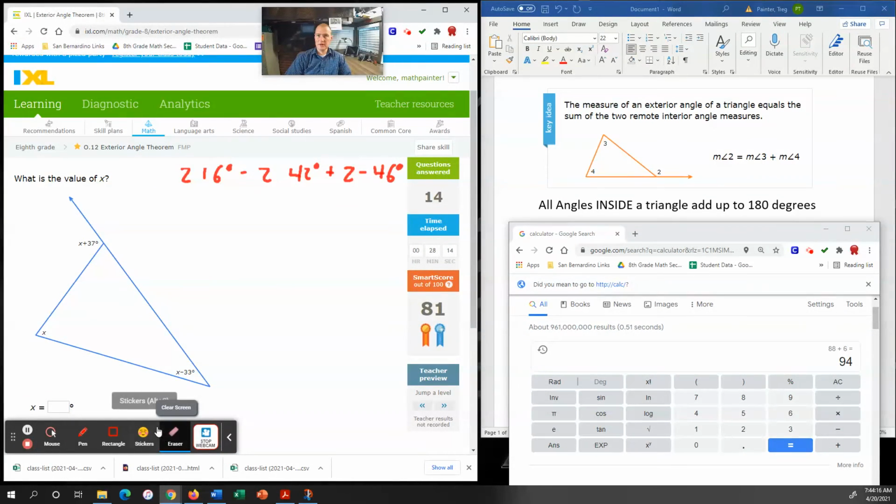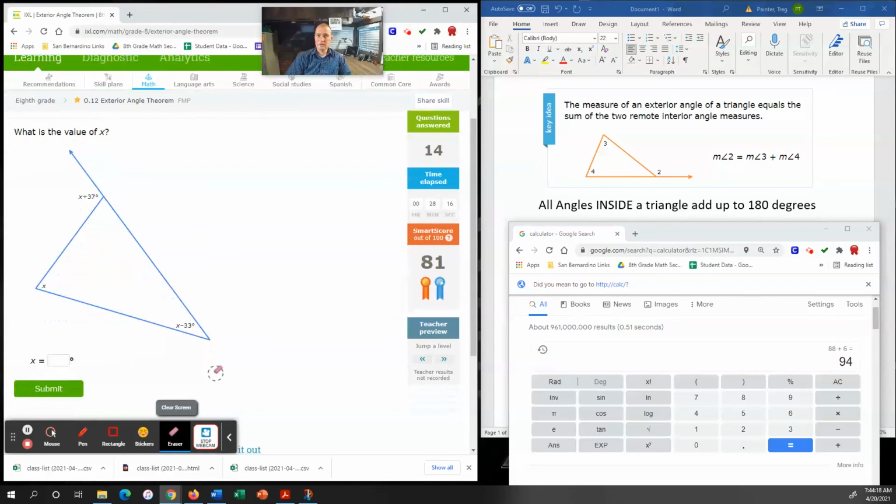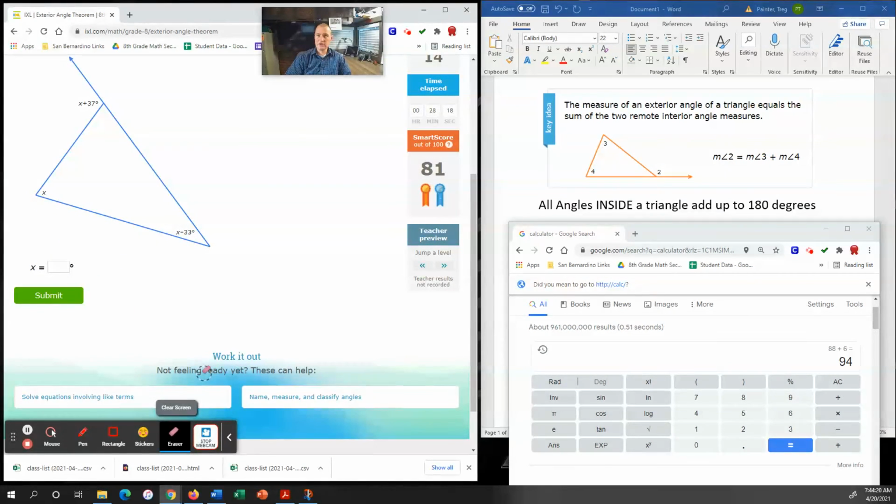All right, that takes me to a smart score of 81. If you're confused on those last two problems, notice here at the bottom, there is a help button that says solve equations involving like terms. So again, if you had a hard time understanding what I did with those last two problems with the variables, please go back to solve equations involving like terms. This will help you step by step on how to solve those.